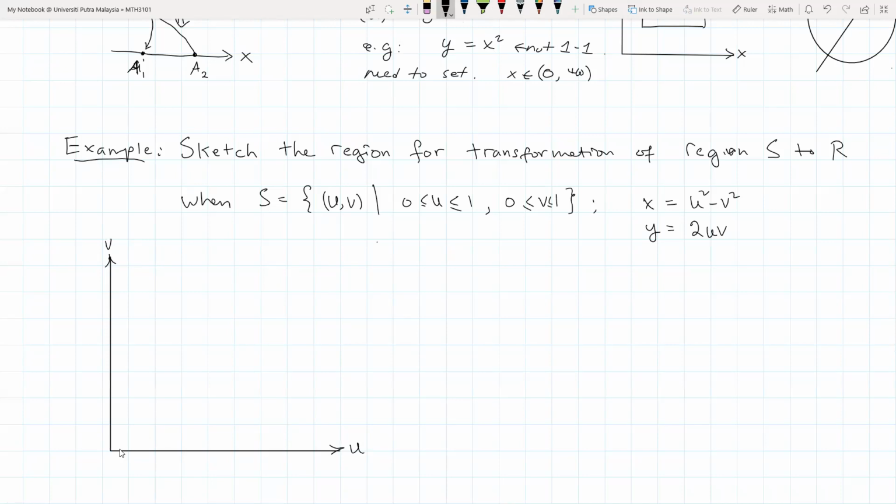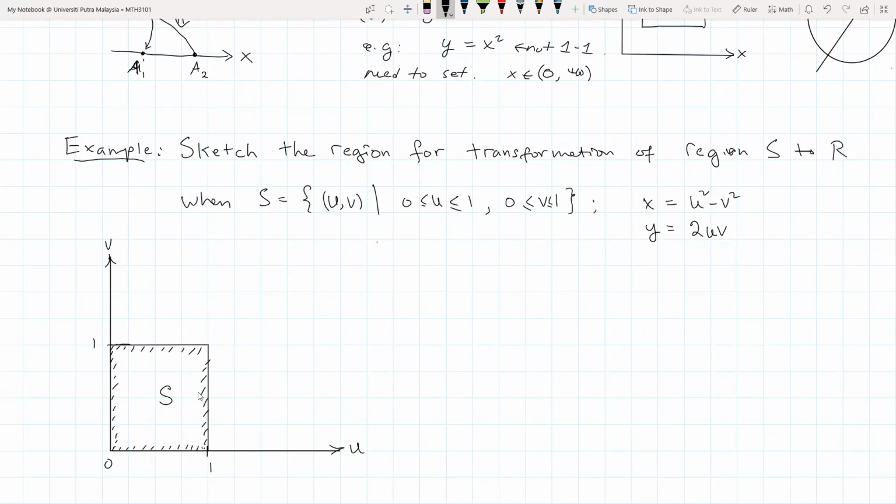Okay, and then U goes from 0 to 1. So this is 0. Let's say this is 1. So this is 1. This is 0. So this part. And then V is also 0 to 1. So this part. So 0 to 1, this line. So meaning that it goes from this line and then also on the vertical side. So this whole region, this is the region S.